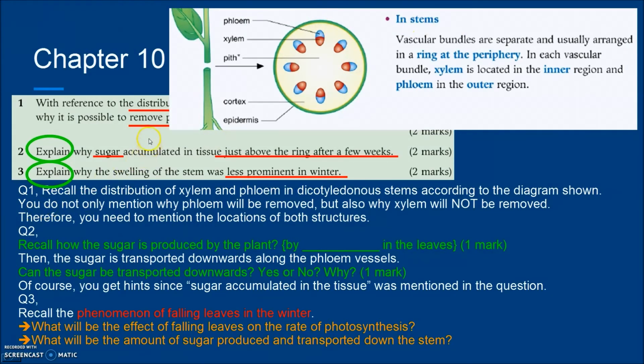Remember that the question asks why we can remove the phloem vessels but not the xylem vessels. So you do not only mention why the phloem vessels will be removed, but also why the xylem vessels will not be removed. Therefore you need to mention both structures' locations, not just tell me where the phloem vessels are located so they can be removed by ringing of the bark, but omit the xylem vessels. Please tell me the location of both structures.